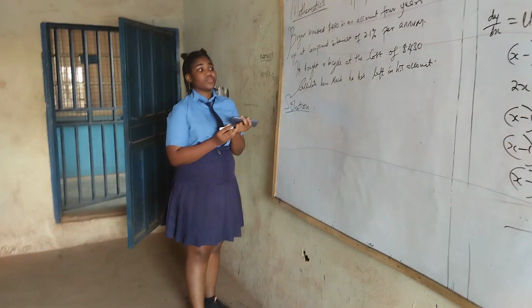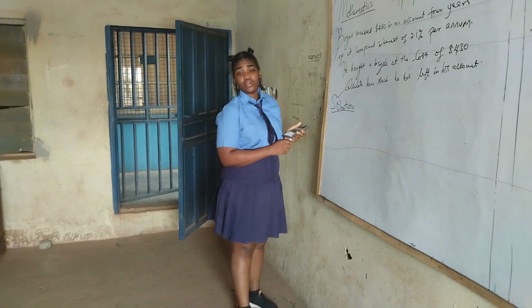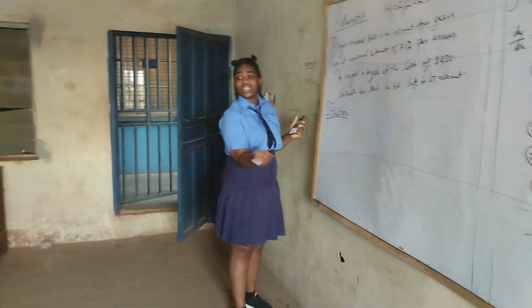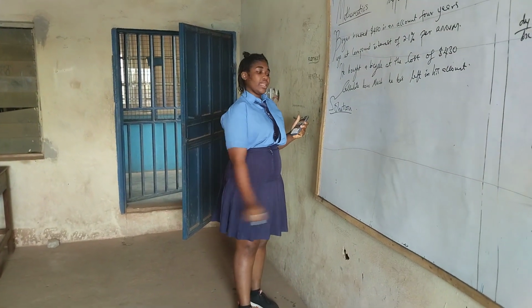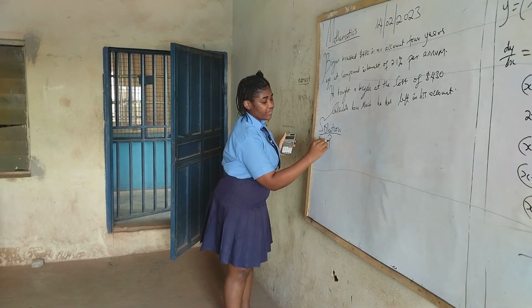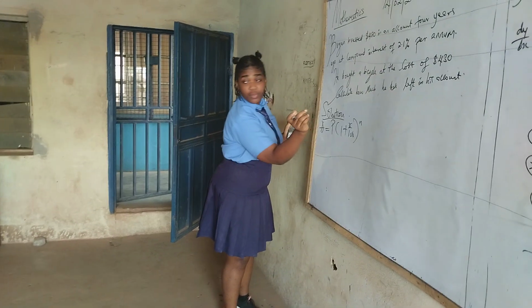Okay, so I'm asked to find how much Bryan has left in the account after purchasing a bicycle. But before we calculate how much he has left, we have to know the amount he had before buying the bicycle. And then the formula for compound interest is amount equals money invested times (1 plus rate over 100) to the power of n, the number of years.